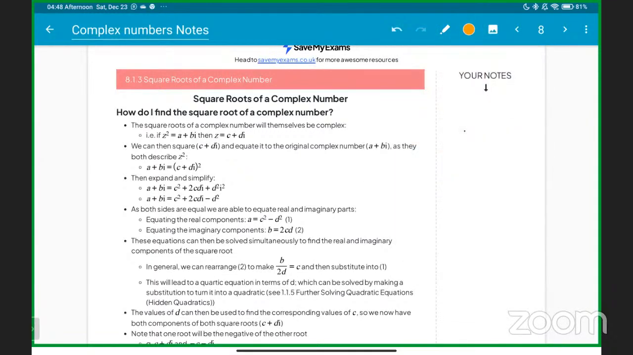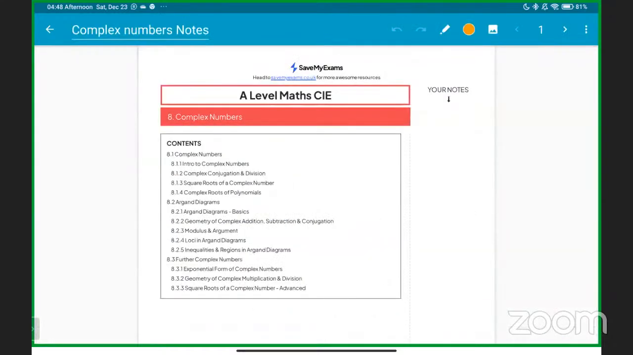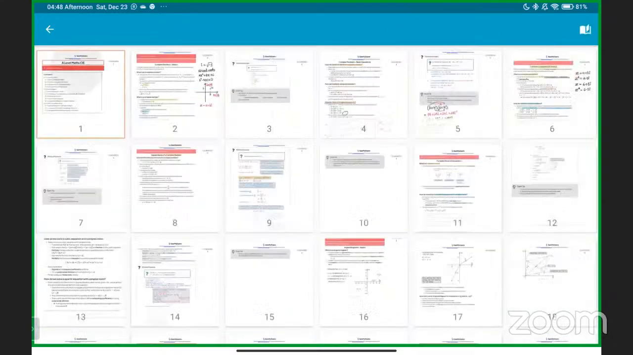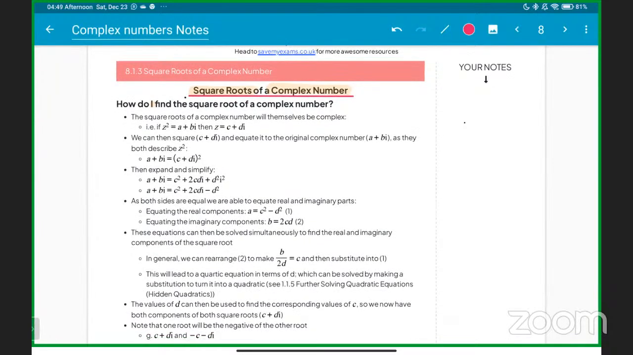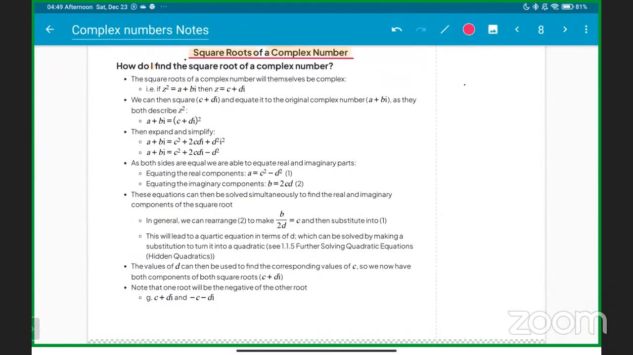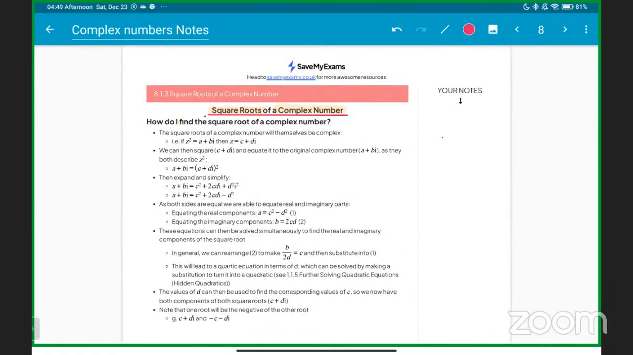So how do you find the square root of a complex number? This is our last learning, most probably for today. Everyone following? How do you find the square root of a complex number? Guys, following with me? Clear? Any question? Can I move forward?